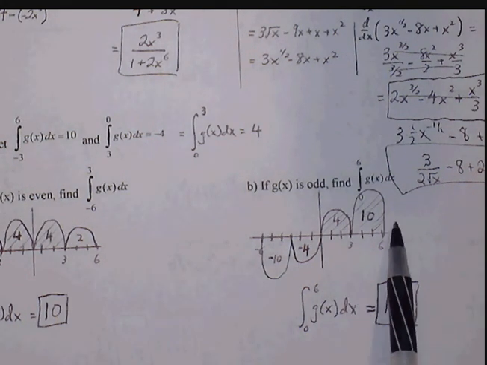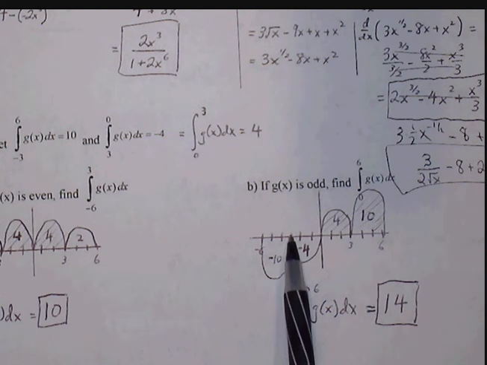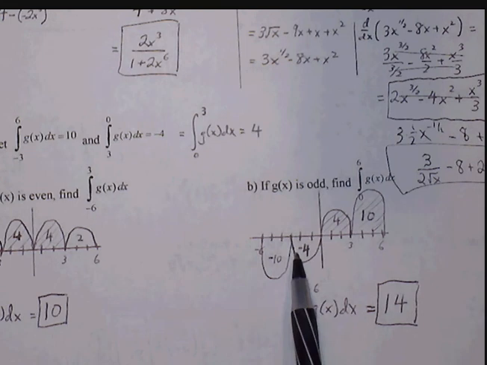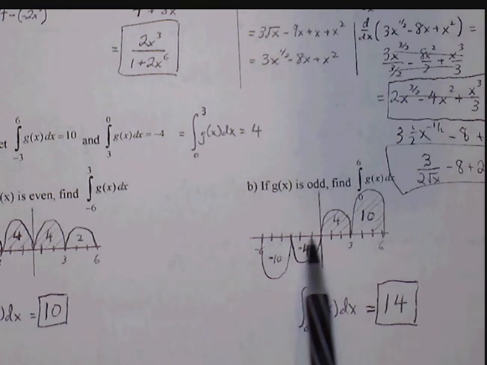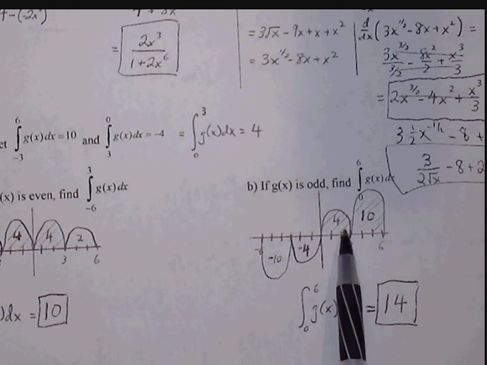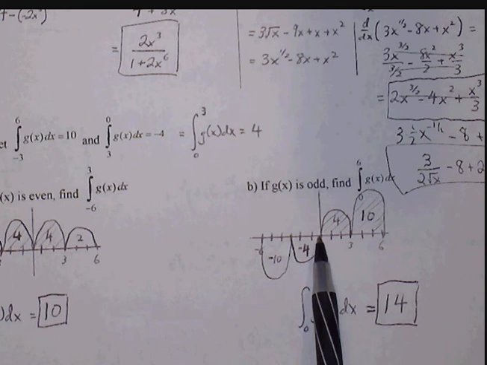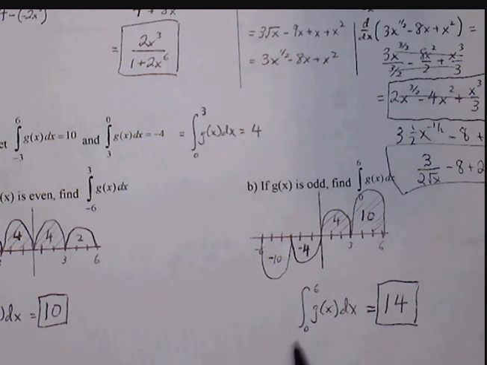But this is an odd function, so if this is positive 10, then the other side must be equal to negative 10. Right? Everything has to cancel out to be 0 if we're looking at bounds that are an equal distance from the origin. So now we want to find the definite integral from 0 to 6. So from 0 to 6 is simply 4 plus 10, which is 14.